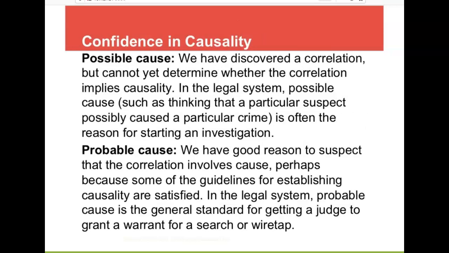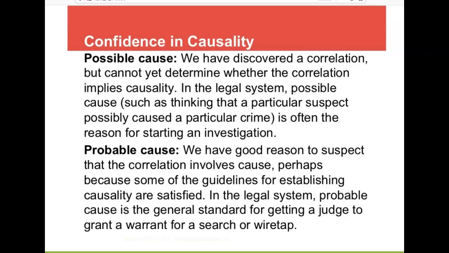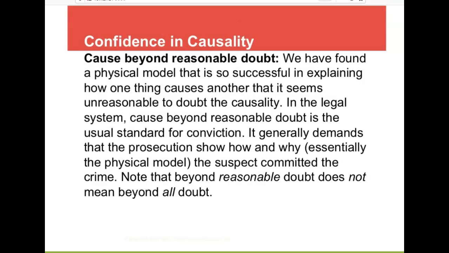Almost there. All right. So there are basically 3 levels of causality that you may have. So you have possible cause, and that's just, there's a correlation. So that there could be a cause and effect relationship, although we have the other explanations, right? It could be coincidence, could be common underlying cause. Then you have probable cause. This means you have good reason to suspect that the correlation involves cause, because some of your guidelines have been satisfied, right? And then you have cause beyond a reasonable doubt. You found a physical model that is so successful in explaining how one thing causes another that it seems unreasonable to doubt the causality.